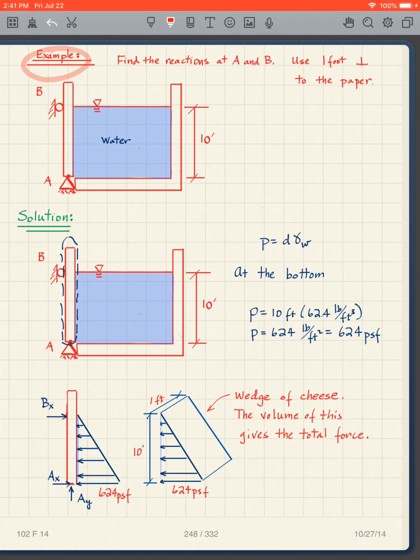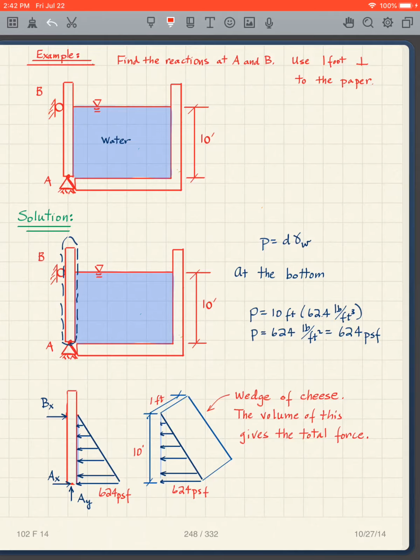Okay, so here's our first example. And what I want to do is find the reactions at points A and B. And we're going to use 1 foot perpendicular to the paper. So we need to have a dimension of our container here. And I want you to use it as being 1 foot perpendicular to the paper. Now we have this wall, and it is pinned here, and there is a roller there, so that's A and B.